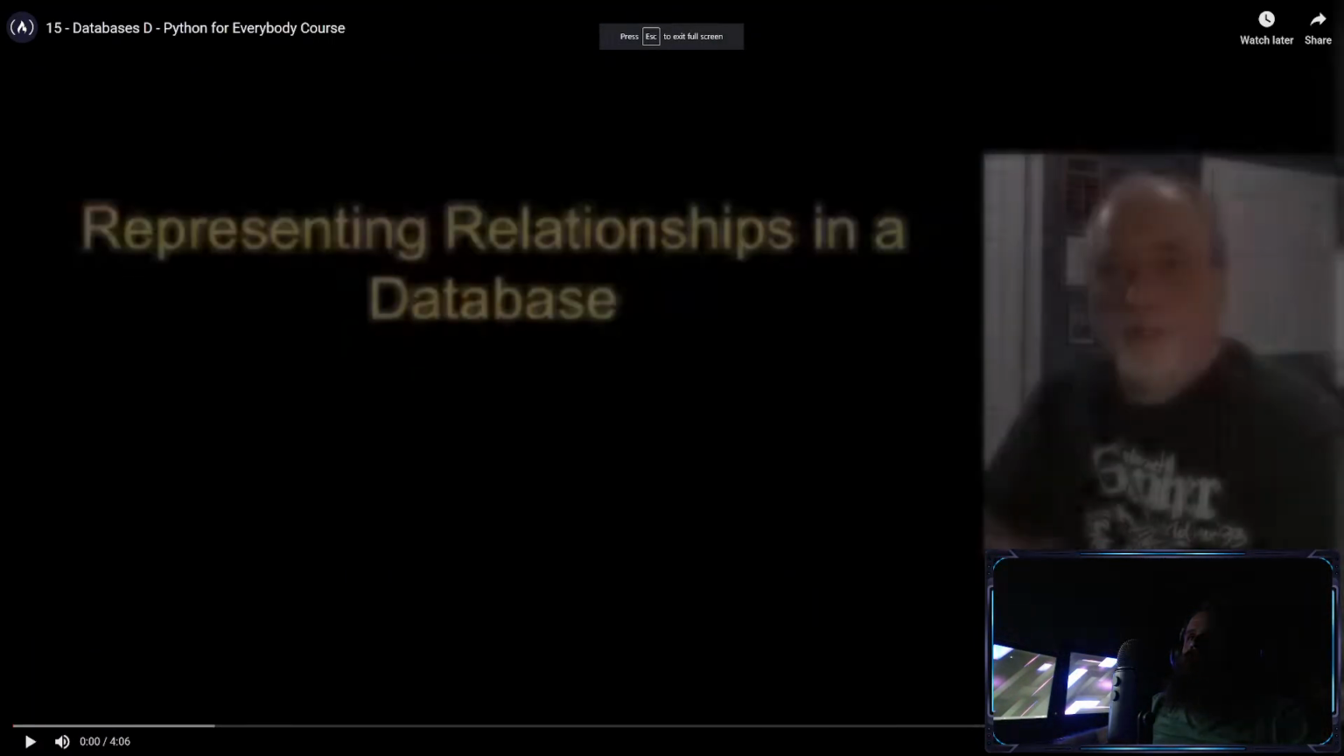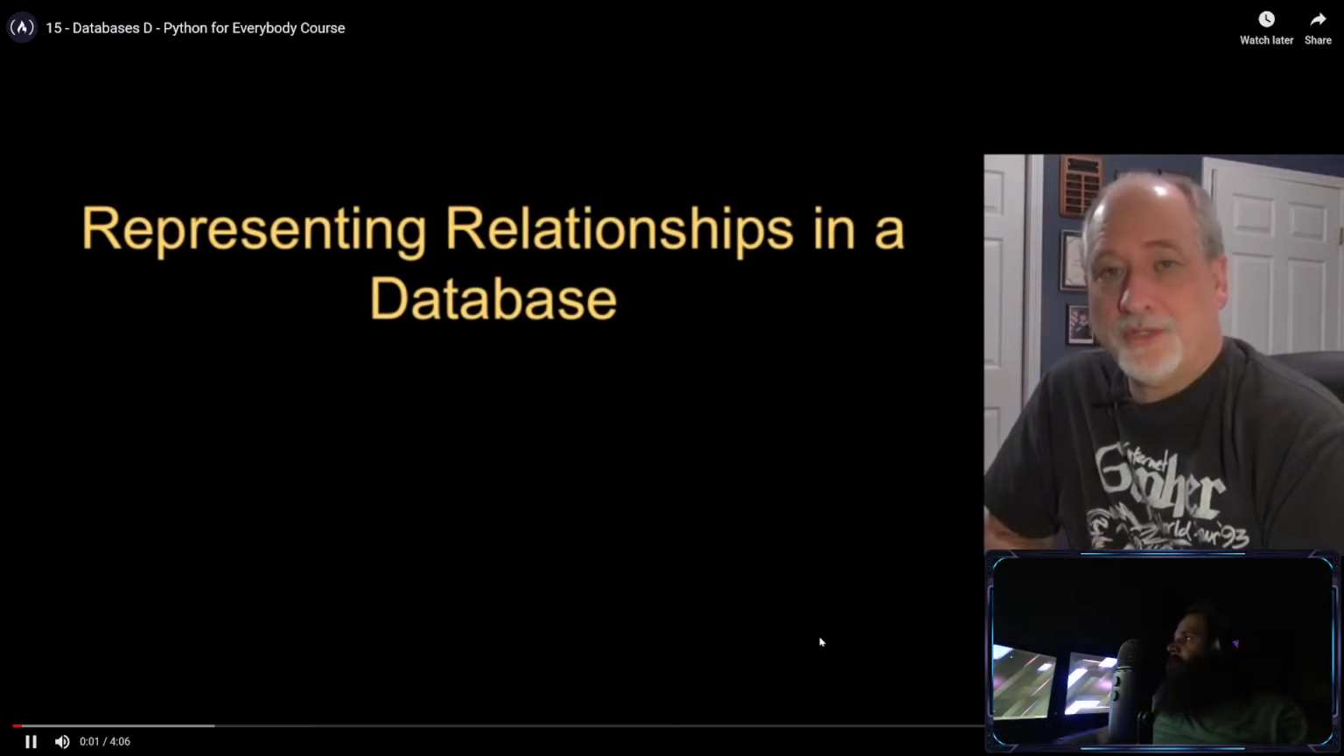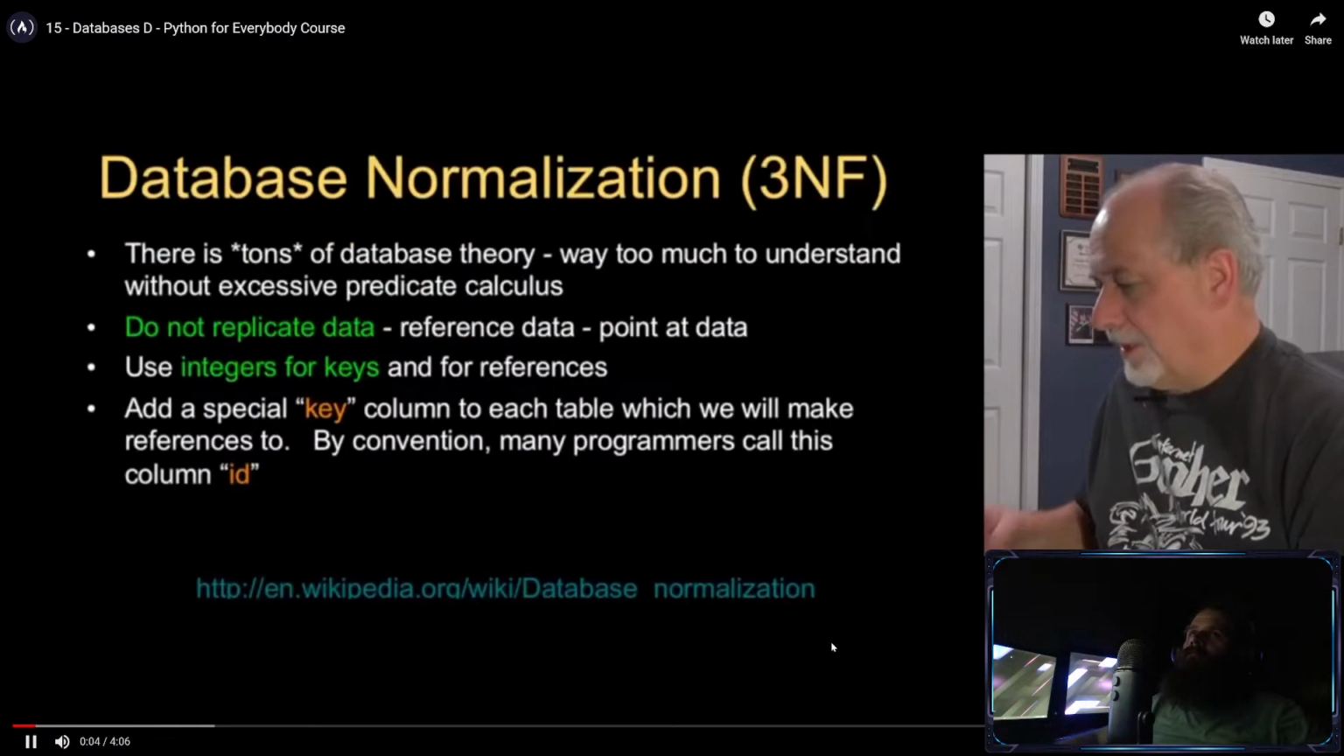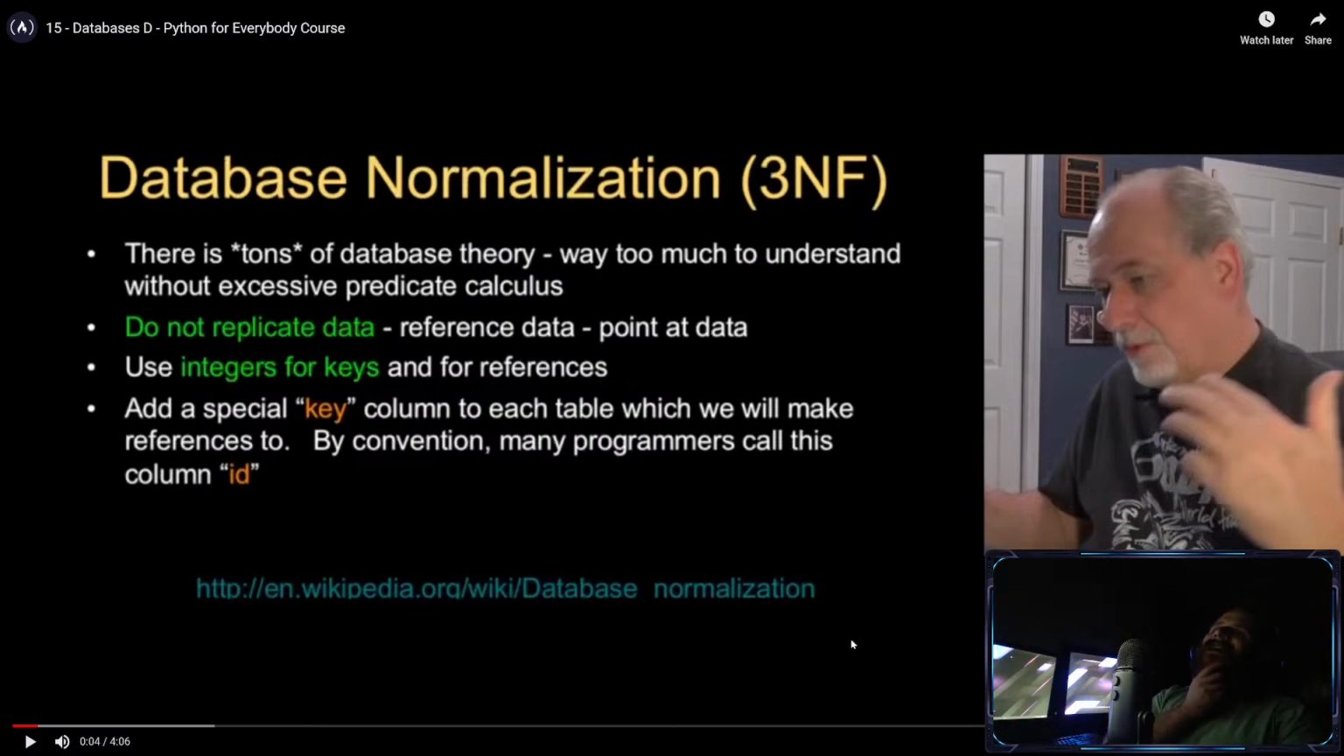Now we're going to represent these relationships in the database. And again, what is database normalization, 3NF? There is tons of database theory. Way too much to understand without excessive predicate calculus. No, thank you. Do not replicate data. Reference data. Point at data. Use integers for keys and for references.